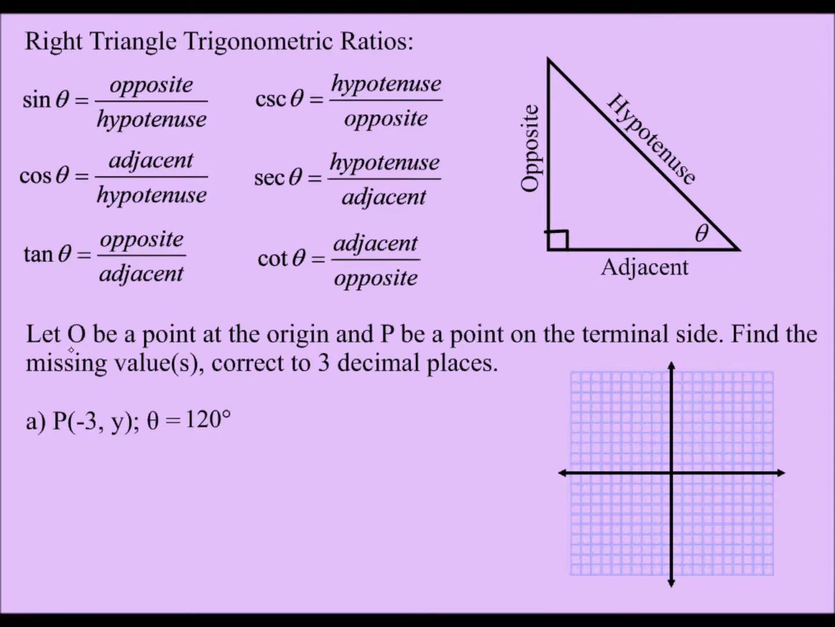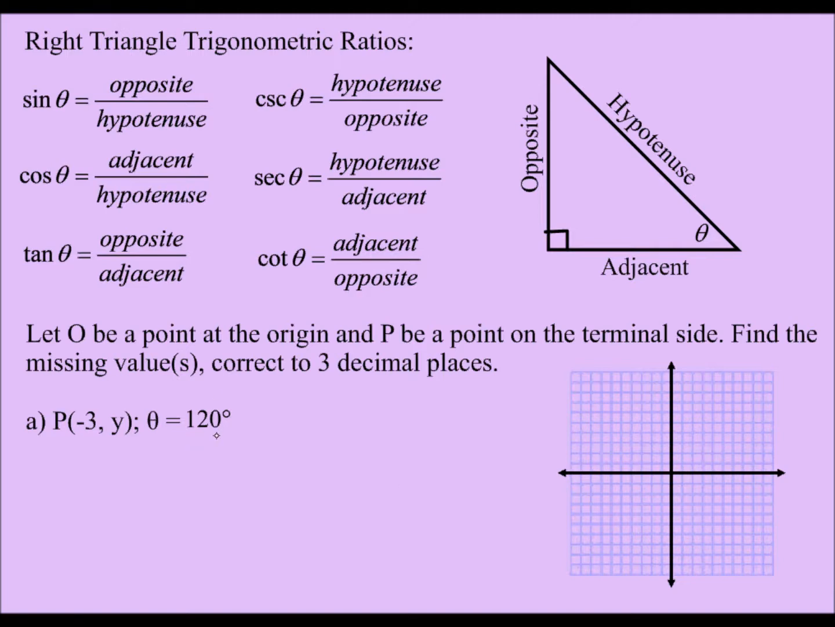So let's apply it. Let O be a point at the origin, and P be a point on the terminal side. Find the missing values, correct to 3 decimals. So what we have is point P at negative 3, y, and theta equals 120 degrees. Well, first we want to draw a reference triangle.